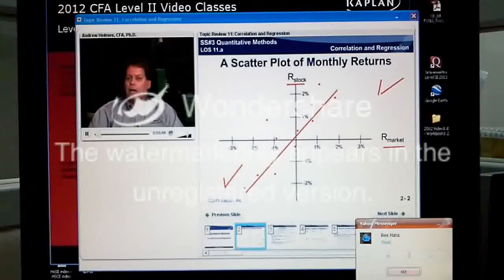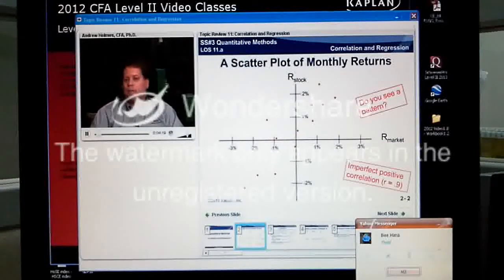But the point here is what we see is that when we're increasing in this dimension, that is the return on the market's going up, we also see that we're increasing in this vertical dimension, that is the return on the stock. So what we would say is that this is positive correlation. So we see positive correlation here, but it's not perfect correlation. It's imperfect positive, which means that it's 0.9 or 0.8, something like that. Here we're going to say it's 0.9, which means that the two variables tend to move together. This doesn't imply causality, but they move together.